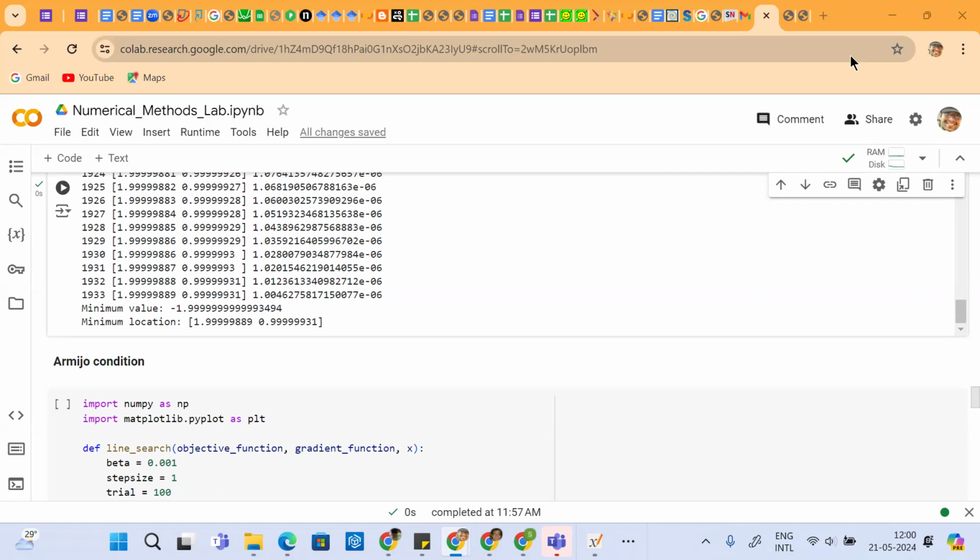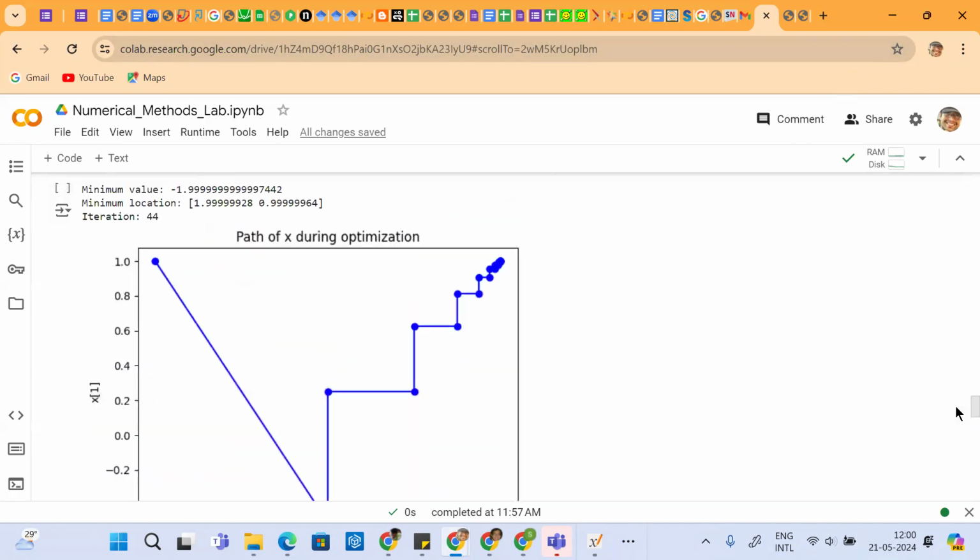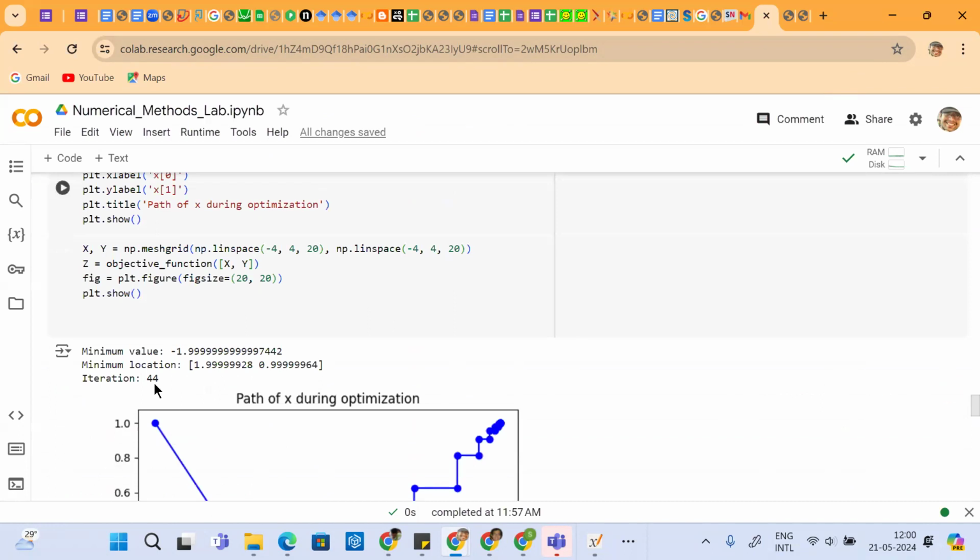This is where Armijo, the scientist, came up with an algorithm, Armijo's condition. So what he said, instead of fully minimizing phi h, how about we partially minimize phi h? That's what the Armijo condition is. I will show you here. This is the Armijo condition, and how many iterations does it take? Within 44 iterations.